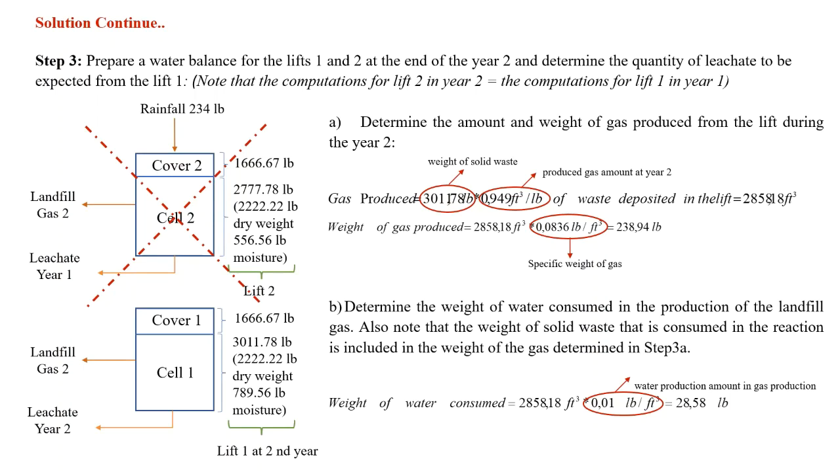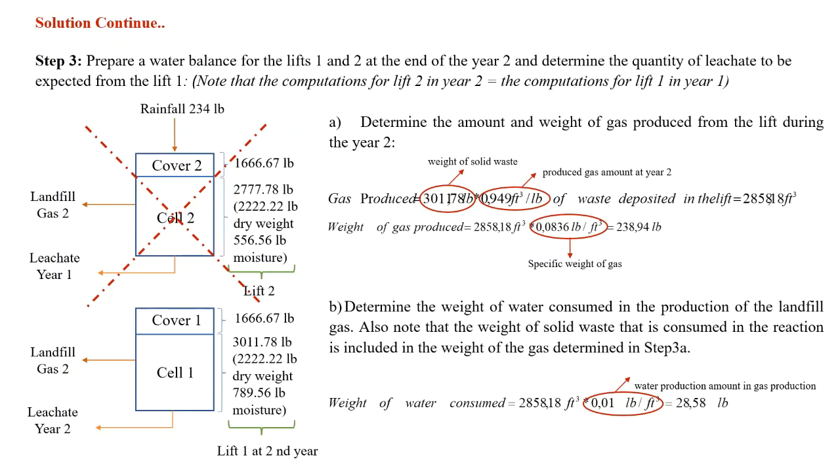As a third step, we will write a mass balance for lift 1 at the end of year 2 and calculate the leachate quantity. We will follow the same calculation procedure. Firstly, to find the amount of gas produced in lift 1 during the second year, we should multiply the mass of solids with the produced gas amount or volume at this year. That is also given in the question text. Then the produced gas weight is calculated as 238.9 thousand by multiplying the previously calculated gas volume with the specific weight of gas, which is equal to nearly 0.08 pounds per cubic feet.